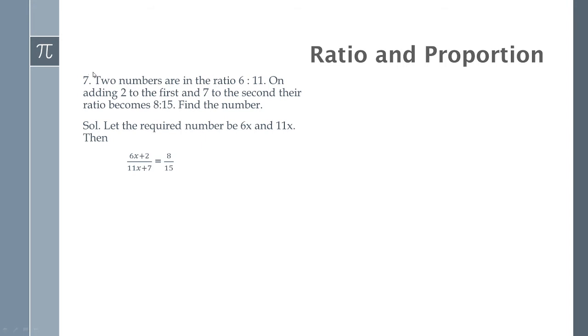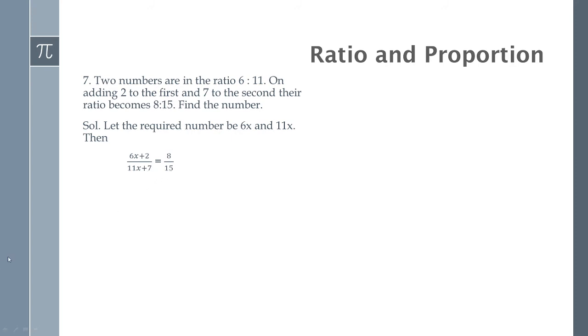How? Two numbers are in the ratio 6:11. The first value is 6x and the second value is 11x. On adding 2 to the first, so 6x plus 2, and 7 to the second, 11x plus 7, the ratio becomes 8:15. Now what is the confusion here? Why have I taken division values here?